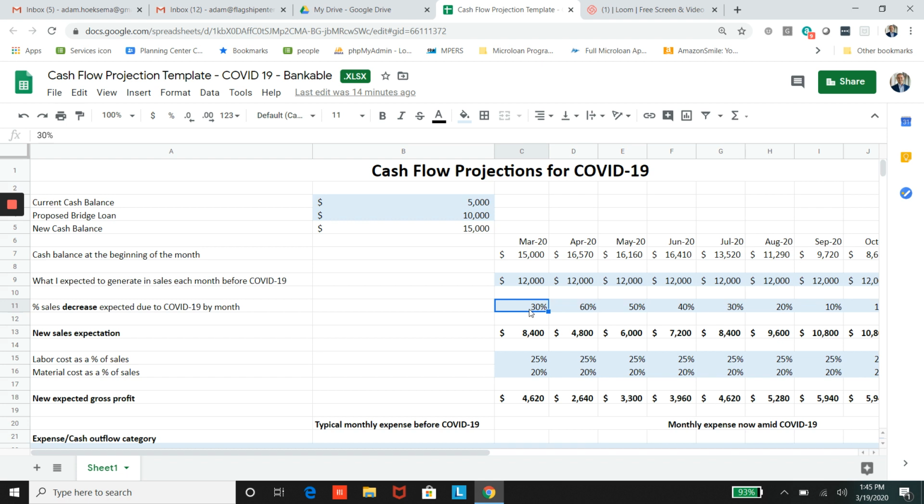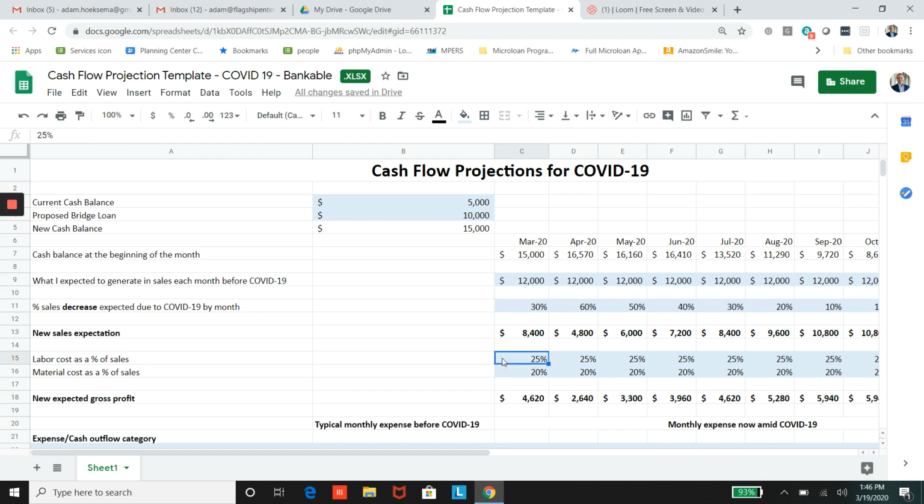Some folks are being forced to completely shut down, and so this could be a 100% decrease in sales, so no sales at all. For this example, we're just going to go ahead and still stick with a 30% decrease. Now, that's going to give you your new sales expectation for each month once we discount it by that decrease.